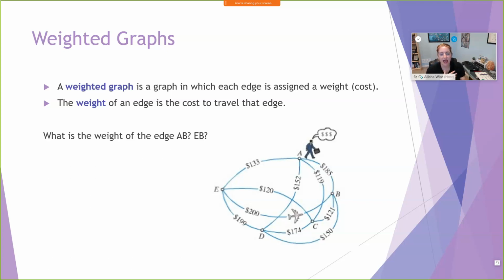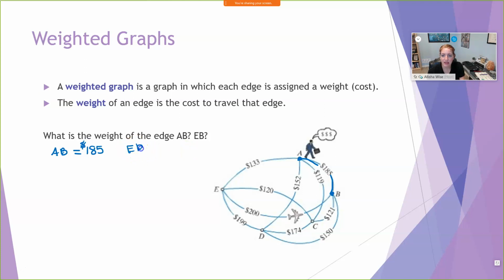So if we look at the edge AB, the cost would be how much it costs to travel. So if we look at this graph, here's Willie, he's our traveling salesman, and we're looking at how much it would cost for him to go from city A to city B, and it looks like $185. So the weight would be $185.